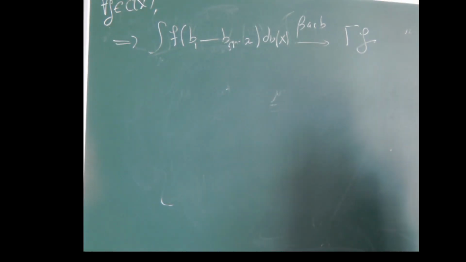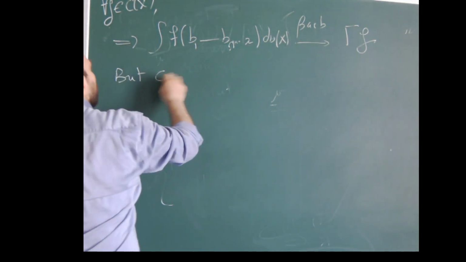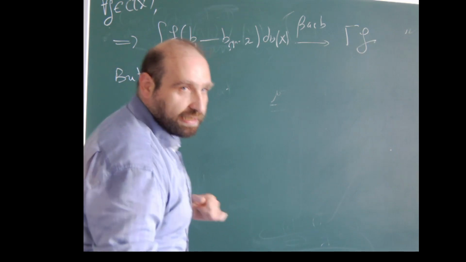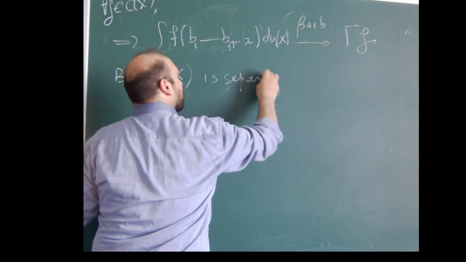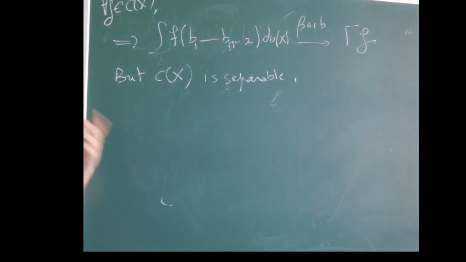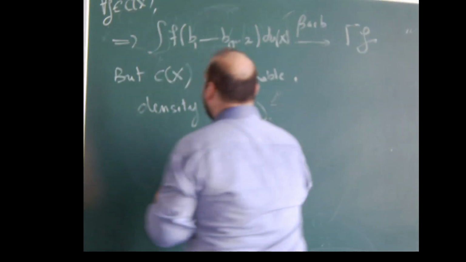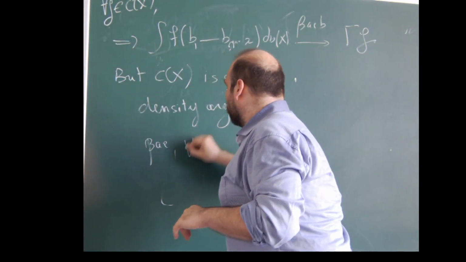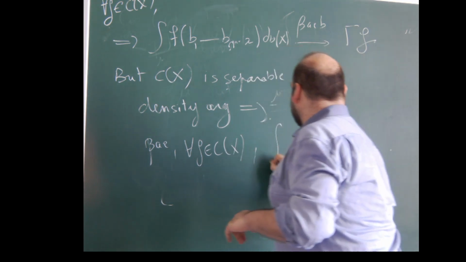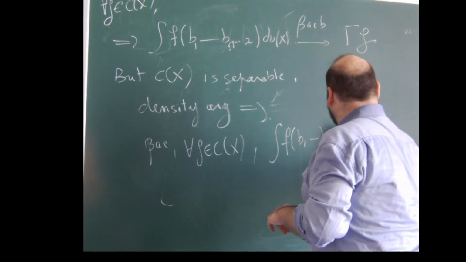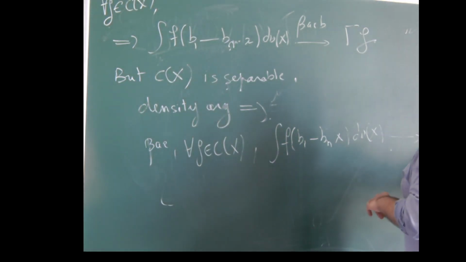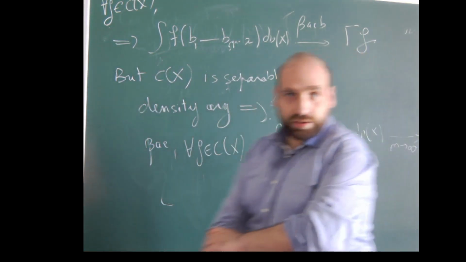Since my space is a compact metric space, the space of continuous functions on X is separable. You have a countable dense set. So like we saw in the first lecture of John when showing existence of generic measures, I can now interchange the quantifiers, and by a density argument, I will obtain that almost surely, for every f in C of X, I have this convergence.